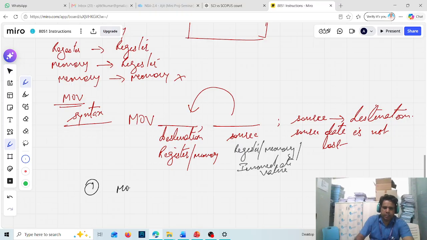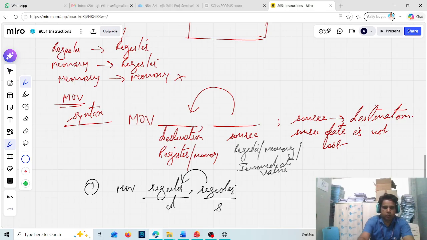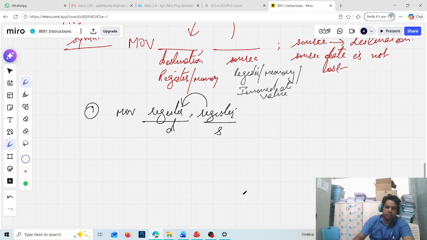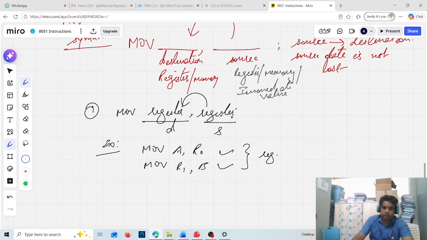So here data transfer will take place, and you can have various cases. You can have a move between register to register, where the source and destination both will be registers. This is destination, this is source. So your data can go from source to destination, that is register to register. For example, you can write MOV A, R0. Another example, MOV R1, B. These are register to register.